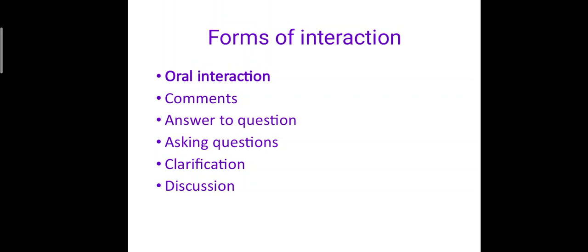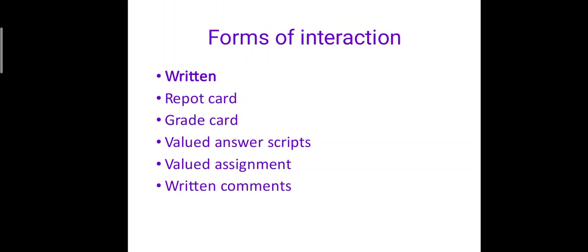Then discussion, of course, is a prominent form of oral interaction in class. Discussion can be between the teacher and the whole class, or with a small group, or learners as a group also. So all these are oral forms of interaction: comments, answering questions, asking questions, seeking or providing clarification, and discussion.